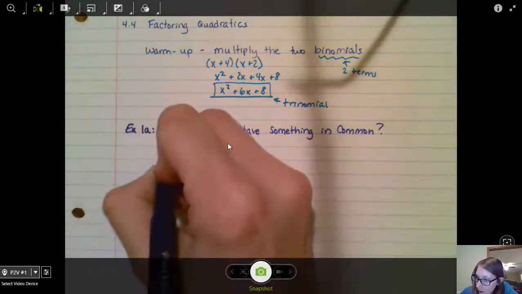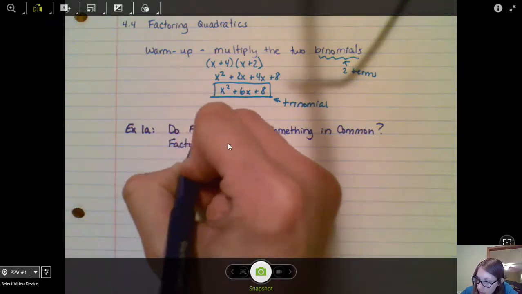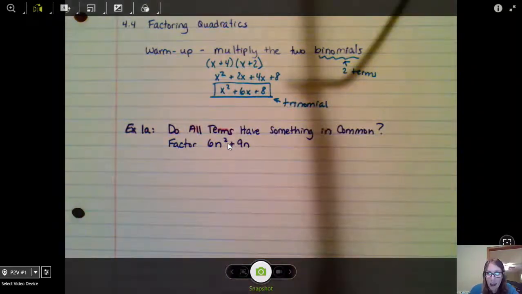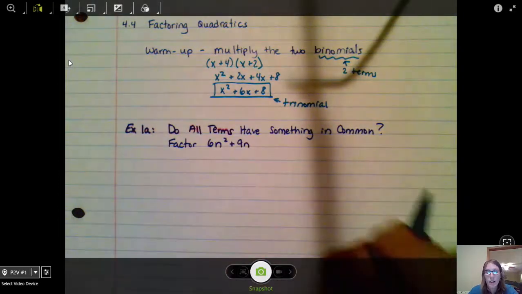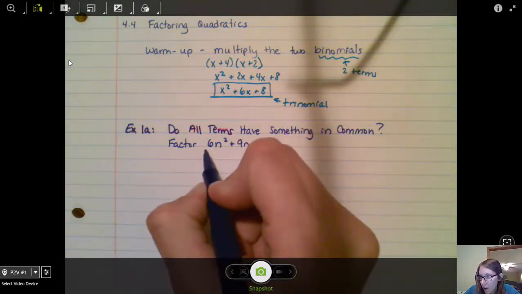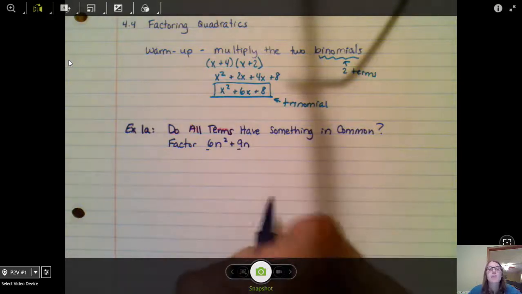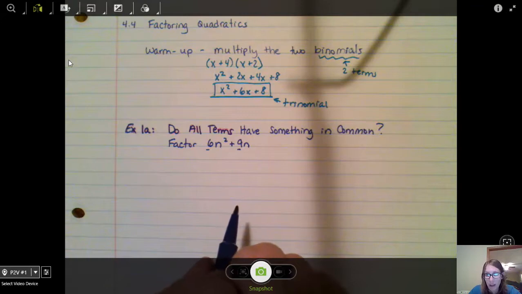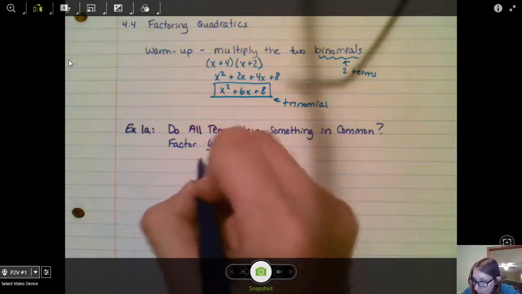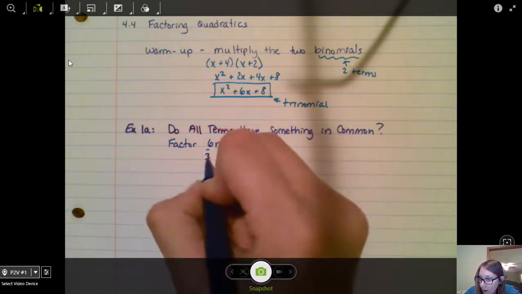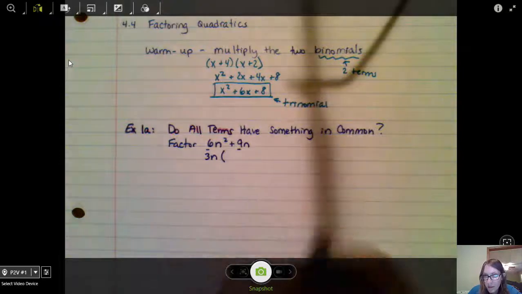So here's what my problem might look like. Let's factor 6n squared plus 9n. And right here, 6n squared plus 9n. Well, let's ask ourselves, do all the terms have something in common? Well, are all of these coefficients divisible by a certain number? 6 and 9 are both divisible by 3. That's my greatest common factor. And then n squared and n both have an n in common.